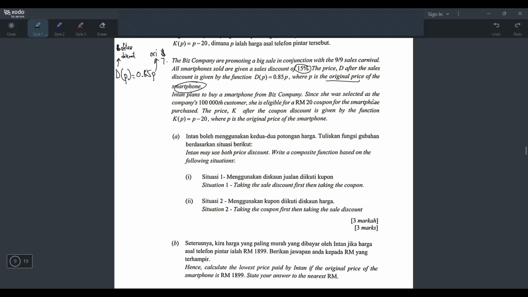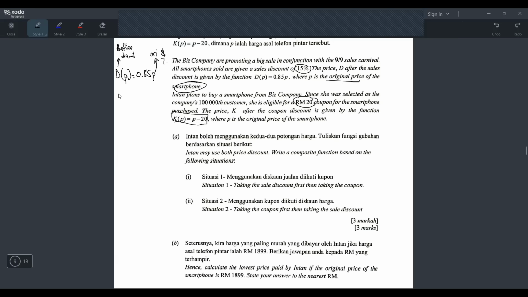Since she was selected as the company's 100,000 customers, she is eligible for a 20 ringgit coupon for the smartphone purchase. The price K after the coupon discount is given by the function K(P) = P minus 20, where P is the original price of the smartphone. So if she wants to buy a smartphone, she will get another discount here, right? The coupon discount, so a discount of 20 ringgit.